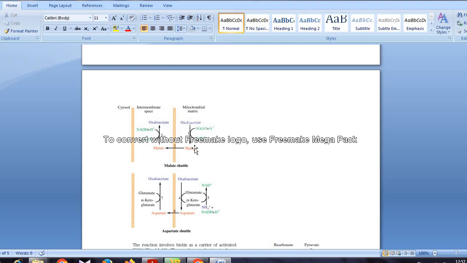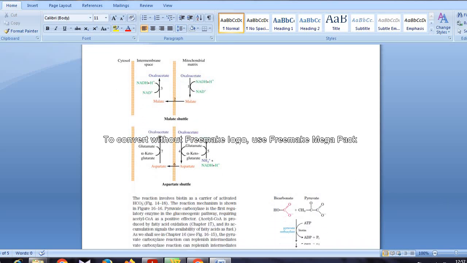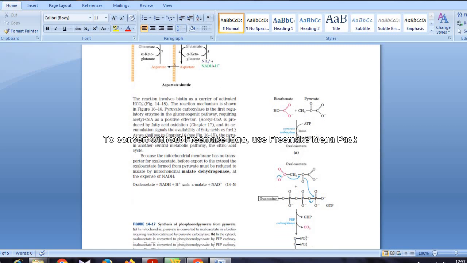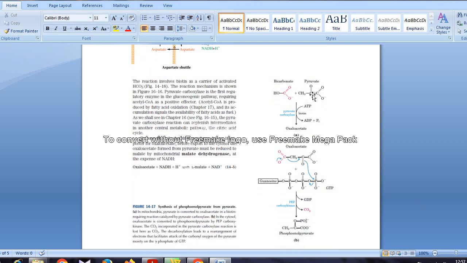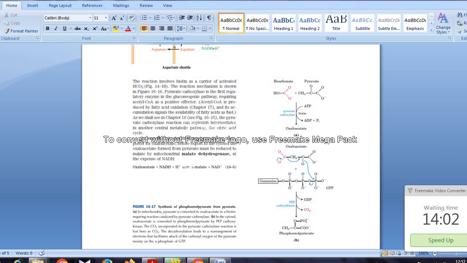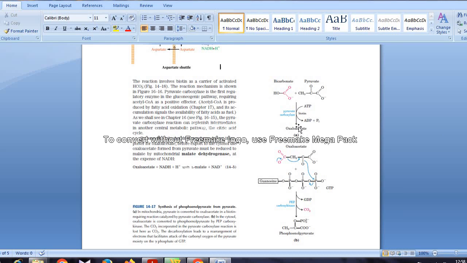Oxaloacetate is converted to malate in the mitochondrial matrix. Through the intermembrane space, the malate comes out and it gets converted to oxaloacetate in the cytosol. Okay, let's see this particular step again. ഈ step മാത്രം കാണാം. Pyruvate നിന്നും phosphoenol pyruvate ആവും. ആദ്യത്തെ step catalyzed by pyruvate carboxylase, and രണ്ടാമത്തെ step that is convert it into oxaloacetate. It utilizes a molecule of ATP.